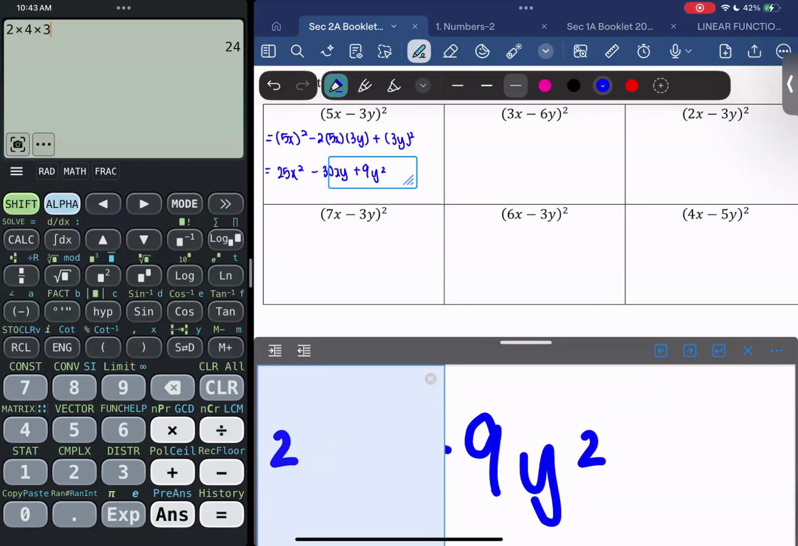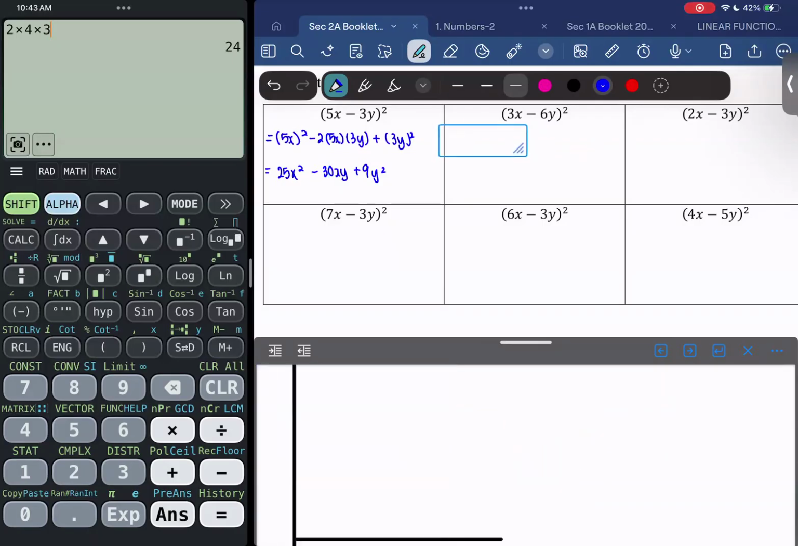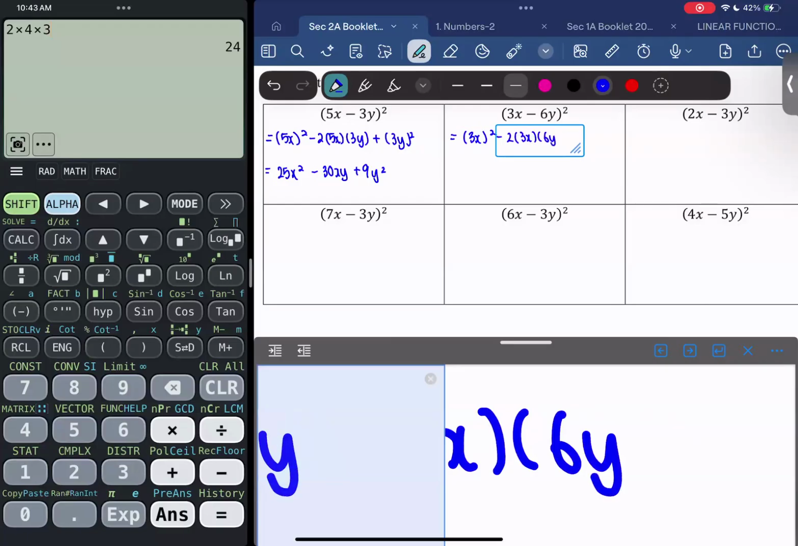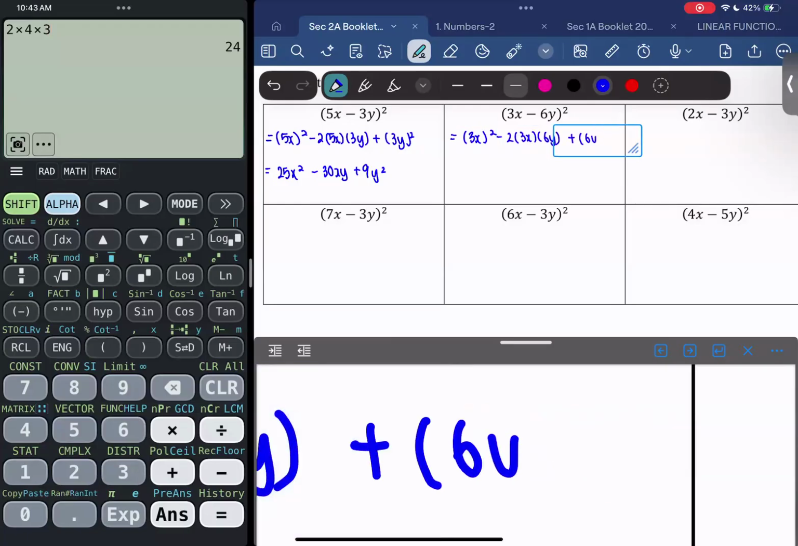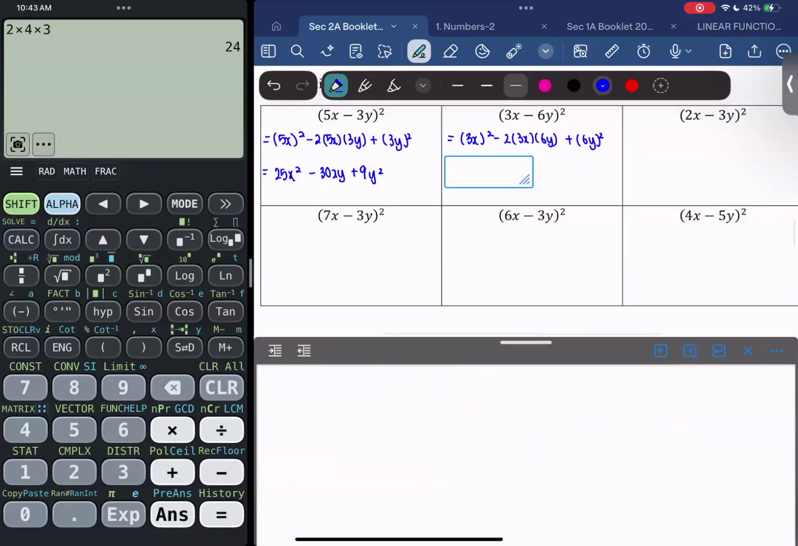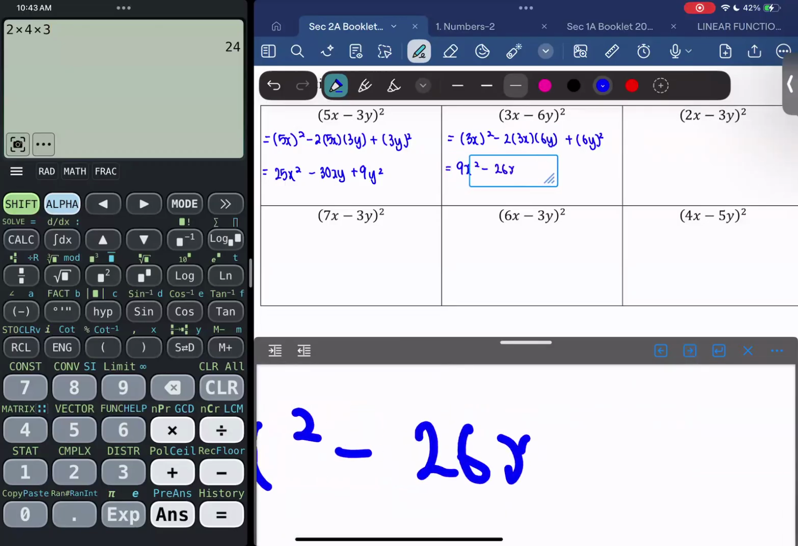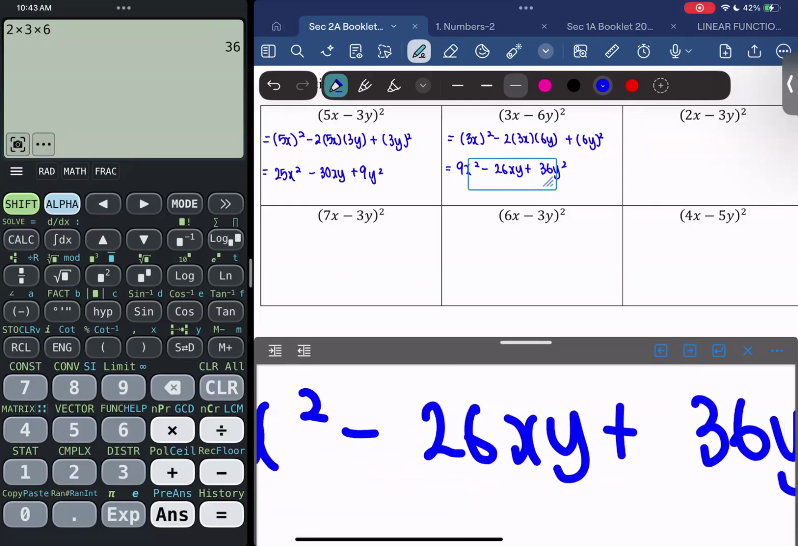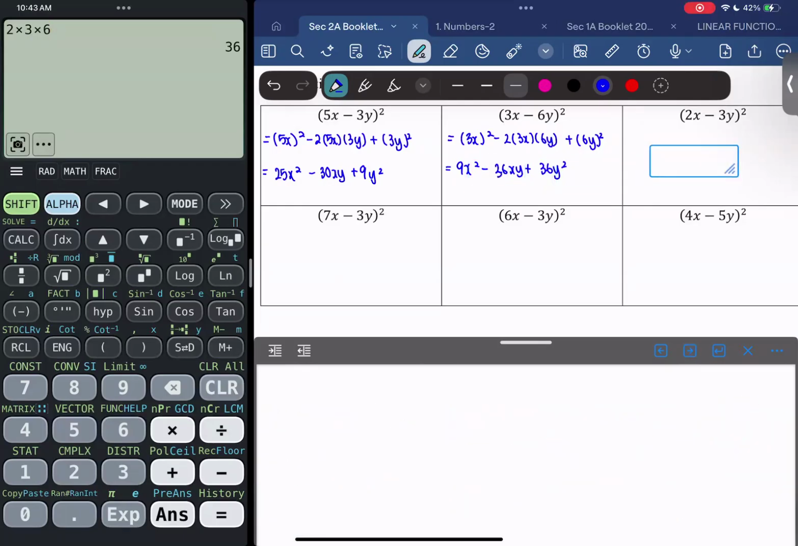Next one. Atia. (3x) squared minus 2 times 3x times 6y plus (6y) squared equals 9x squared minus 36xy plus 36y squared. Very good. So 2 times 3 times 6, right? Oh, sorry, 36, sorry. Okay, Asher.